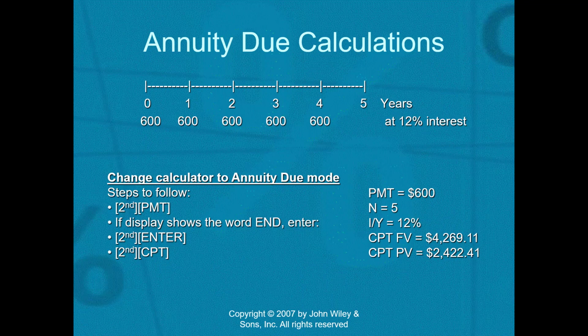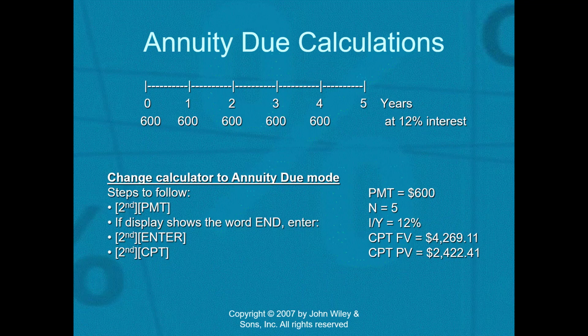Once you've converted that, you're going to do the annuity calculation exactly the same way as you did the regular annuity. In this case, the first one we're going to do is compute future value. In order to do the future value, the payment is going to be negative. We're going to make a payment every year for 5 years of $600. What's our return going to be at the end of 5 years?